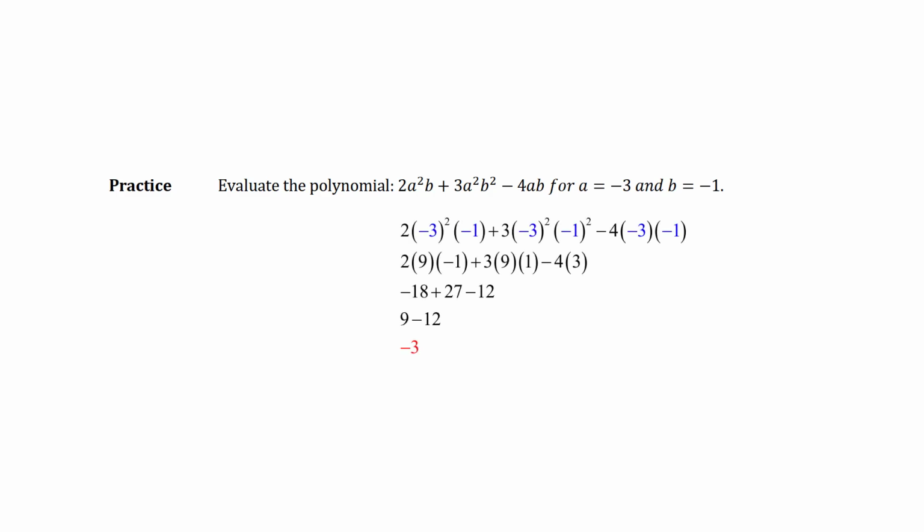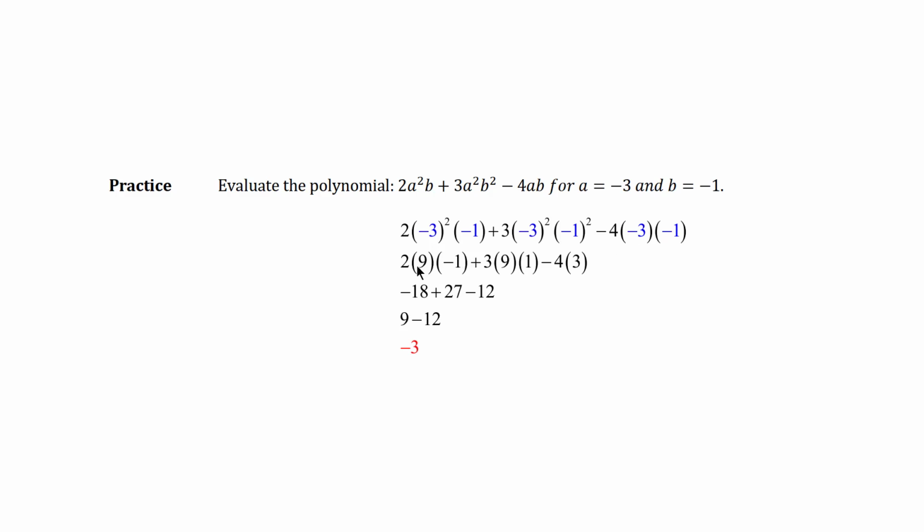Alright, so let's get started. First, we substitute the value of -3 in for a and -1 in for b into the polynomial. We get 2 times (-3)² times -1 plus 3 times (-3)² times (-1)² minus 4 times -3 times -1.